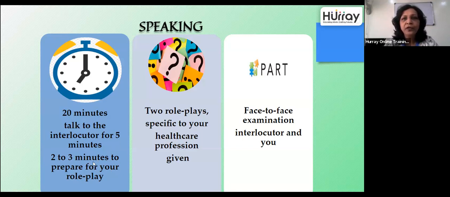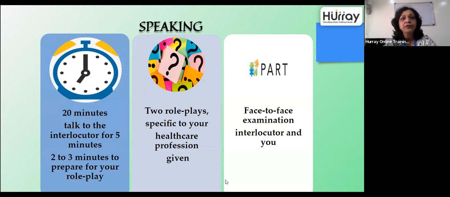2 role plays will be on different situations and they'll be one after the other. They will be specific to your healthcare profession. So speaking and writing are specific to your profession. So the 12 professionals we saw who are eligible for OET will have different question papers for writing and speaking, whereas for reading and listening, question papers are the same. This is a face-to-face examination between the interlocutor and you.